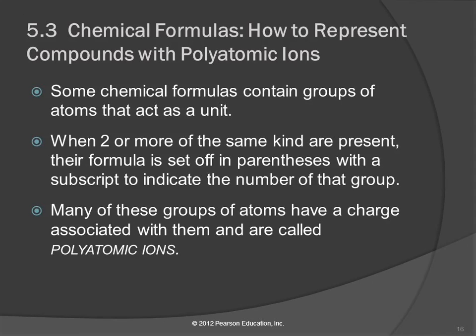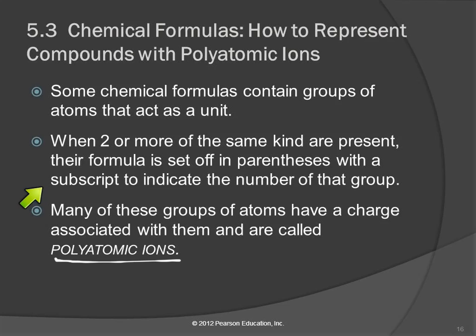Chemical formulas: how to represent compounds with polyatomic ions. Some chemical formulas have groups of atoms that act as a unit. We call these polyatomic ions. Polyatomic: poly is a prefix that means many, and atomic refers to atoms. So this is an ion with many atoms in it.